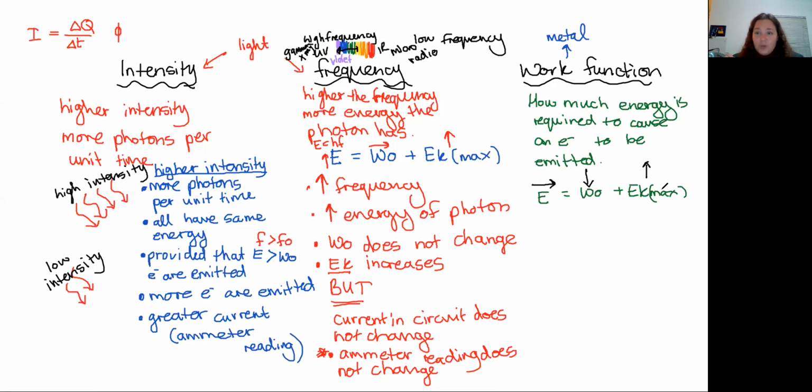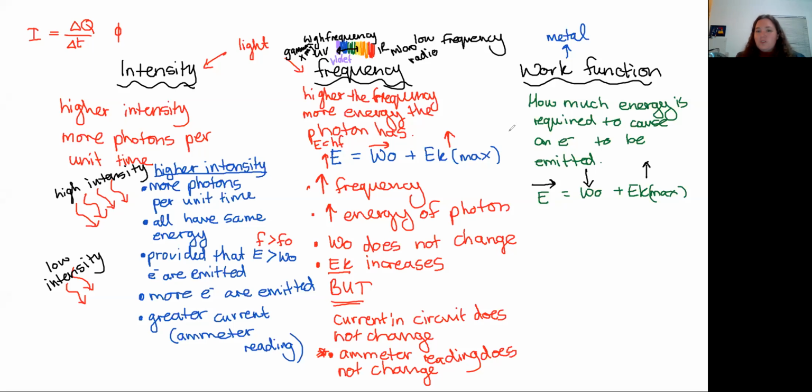Now, please, this assumes that the energy of our photon was already larger than the work function. All of the statements I've made this whole time assume, before we even begin, that the basic premise of the photoelectric effect has been respected, and that's that the energy of the photon is big enough to cause an electron to be emitted.